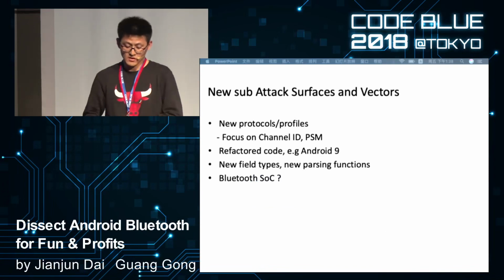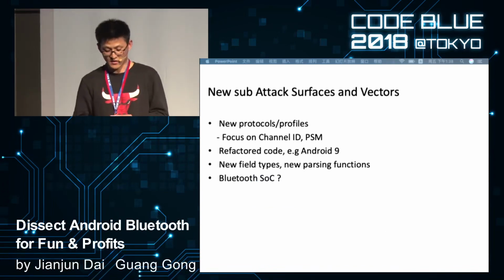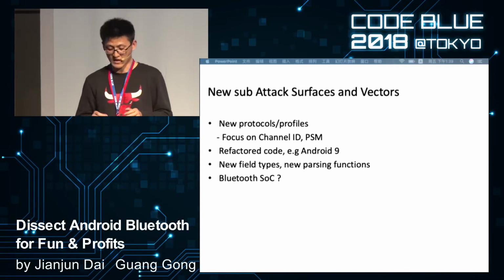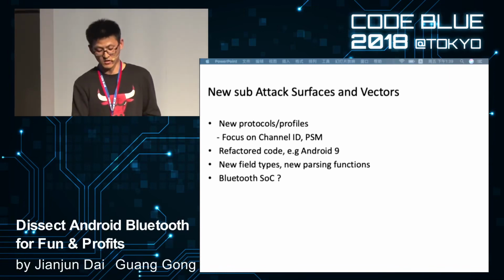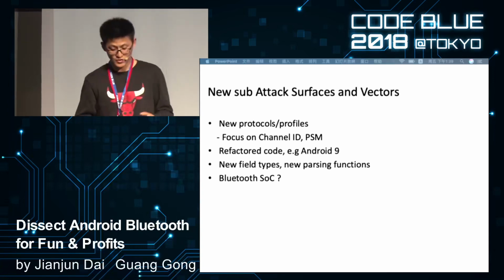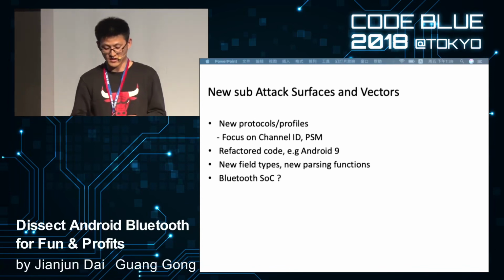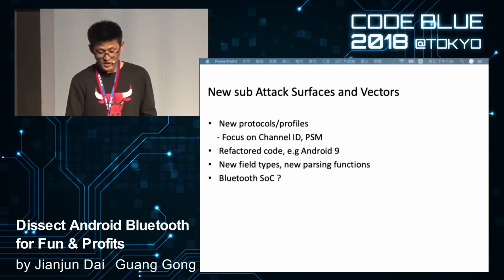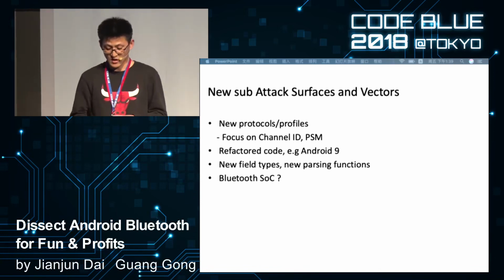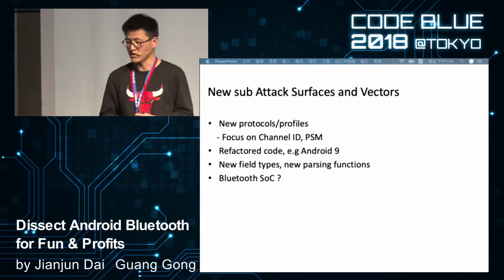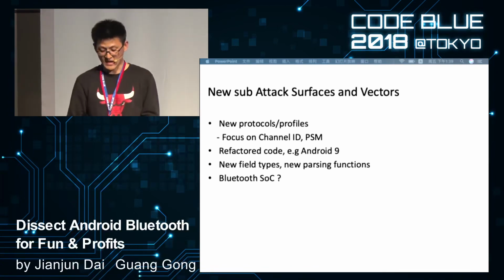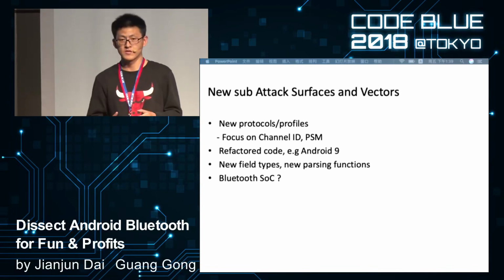How to find new attack services and vectors? We need to follow up on the stack code, looking for new protocols or profiles based on new channel IDs or PSMs. Also refactored code. Actually, Android 9 has refactored some code, with new field types and new processing functions. And lastly, research the Bluetooth SoC.